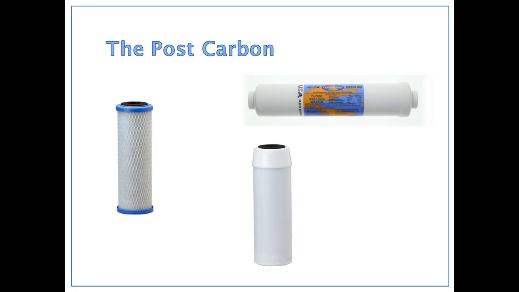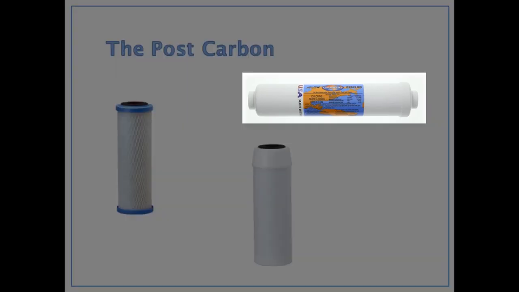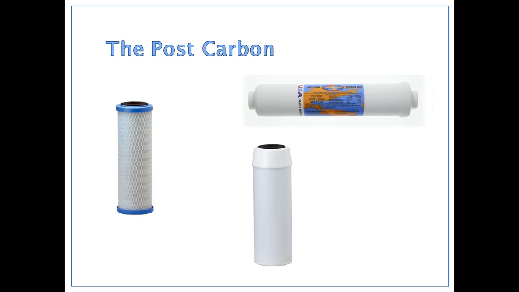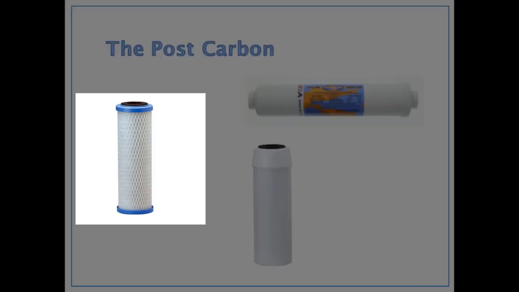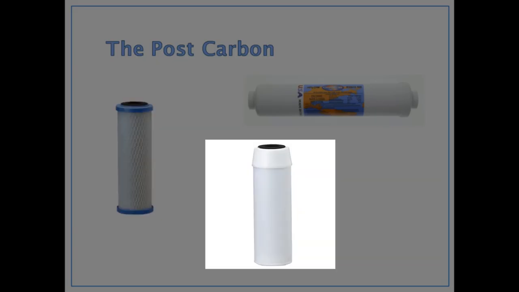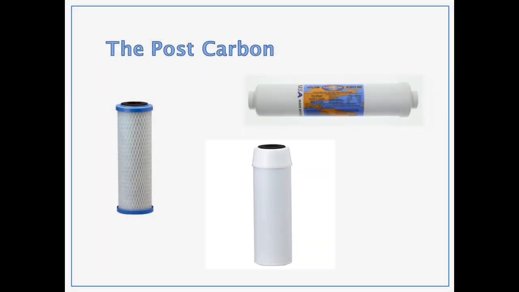Okay, we're talking about a post-carbon filter here, and we're showing you three different photographs for a reason. Depending on the type of system that you've got, you might have the 2x10, which is going to be that top right. If there is a system design where one of the sumps, which is the canisters, the housings, then it would contain one of those, either a carbon block or a GAC, as an example, as your post.